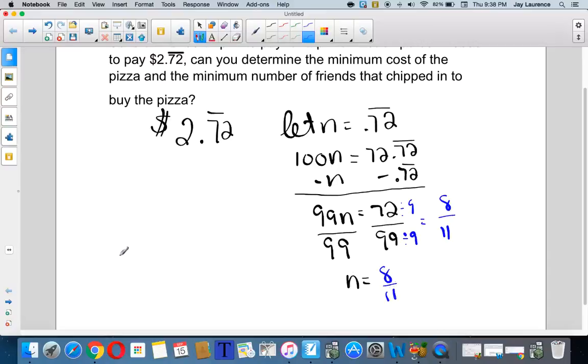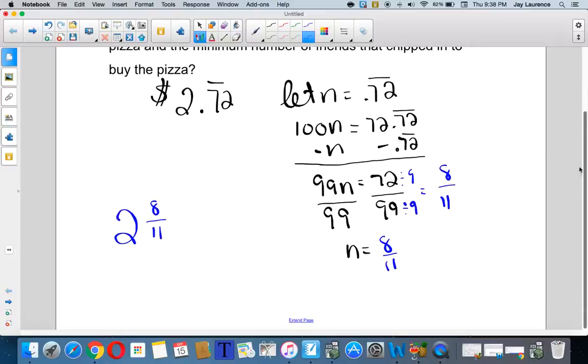All right, so I'm going to take the $2 and 8/11ths. Well, now I'm going to turn that mixed number into an improper fraction. So I'm going to multiply 11 times 2, which is 22, and then I'm going to add 8. And so I'm going to get 30/11.